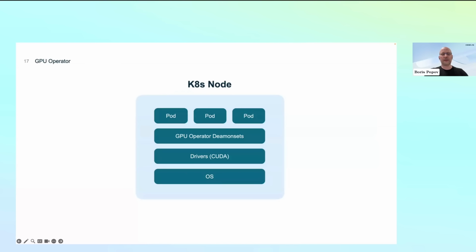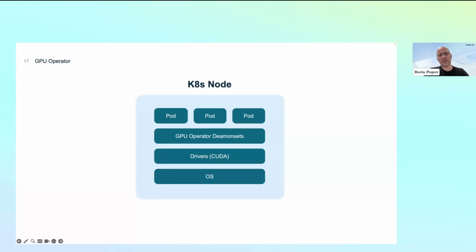Effectively, a GPU operator is developed by NVIDIA. It's a lot of daemon sets which are sitting somewhere between your pods and the actual node and OS system. The daemon sets run with elevated privileges, and they're basically monitoring the system on your node. And when they notice that there's GPU hardware on the node, they are going to install a lot of things like CUDA drivers. They're going to install DCGM exporter, MIG manager, all sorts of things.